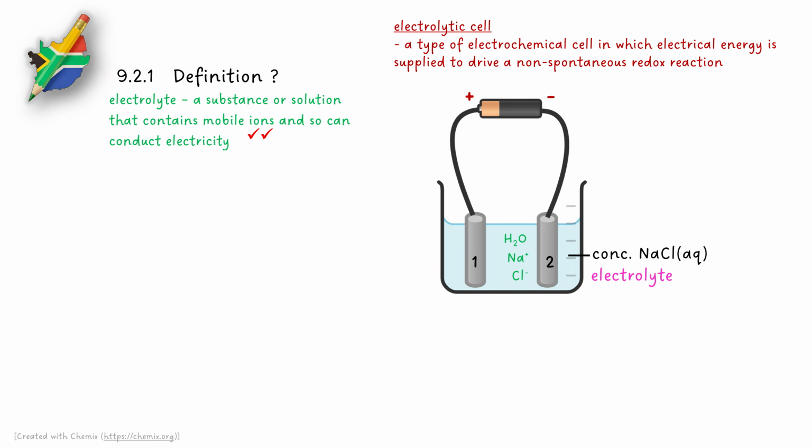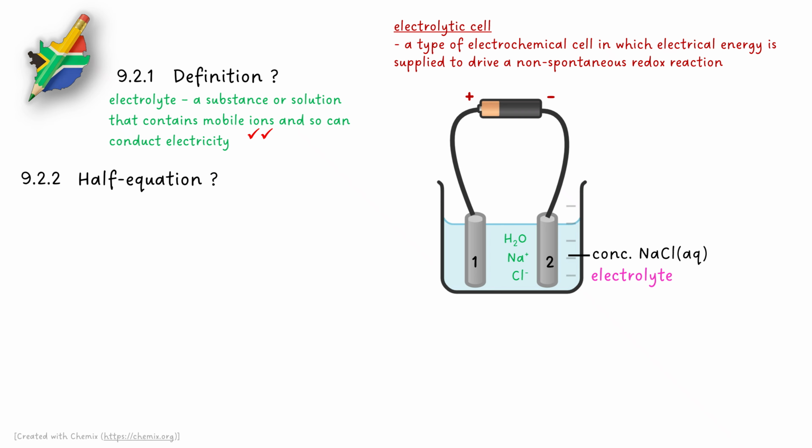So the concentrated sodium chloride solution is the electrolyte, as it contains dissolved sodium ions and chloride ions, which are free to move about, and so when a current is applied to the ions, which are charge carriers, they can move and complete the flow of charge in the circuit.